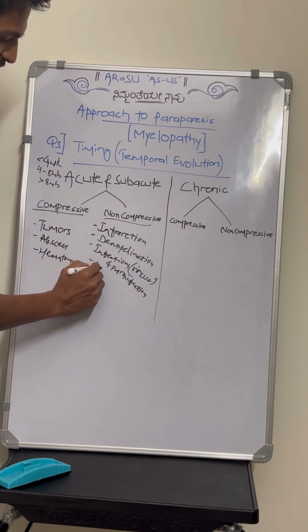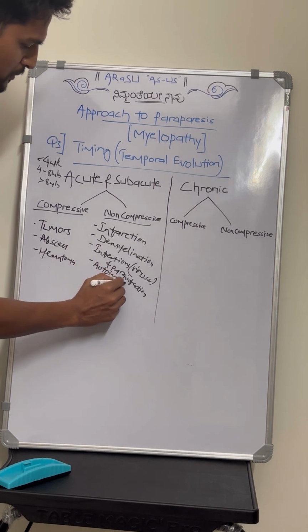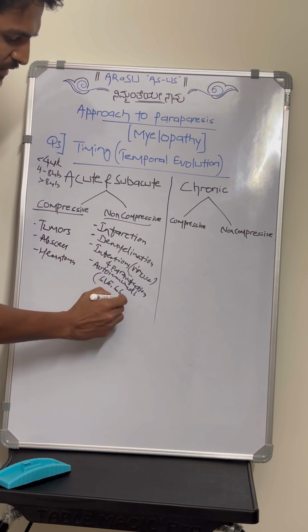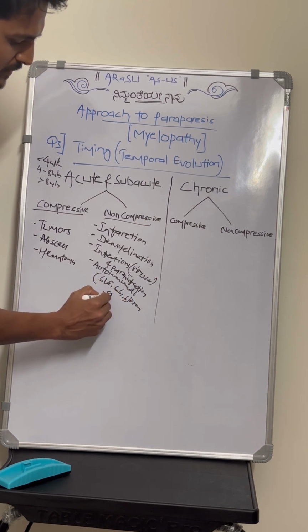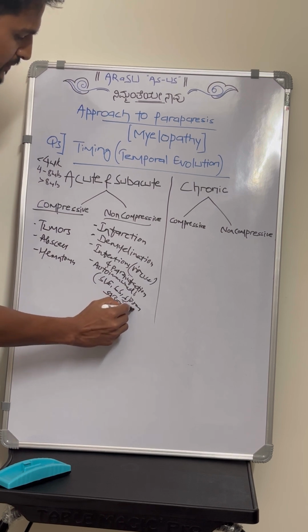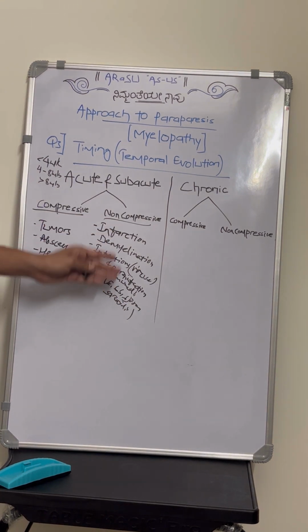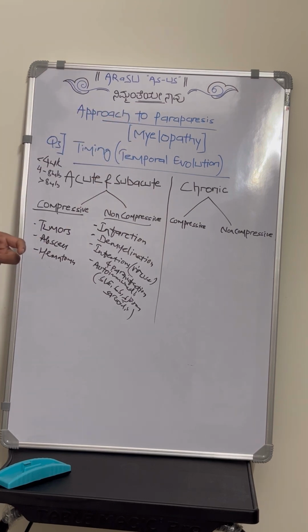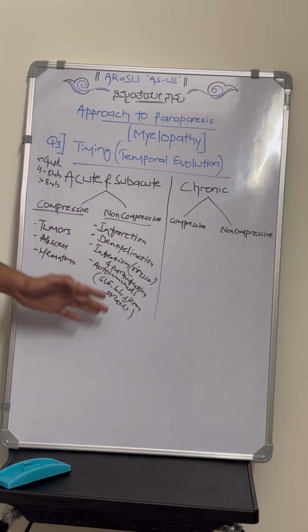Then some autoimmune diseases, especially SLE, systemic sclerosis or Sjogren's, then sarcoidosis. So these are some reasons for non-compressive acute to subacute type of spinal cord diseases, and we have to know a few points about each when we are considering these possibilities.